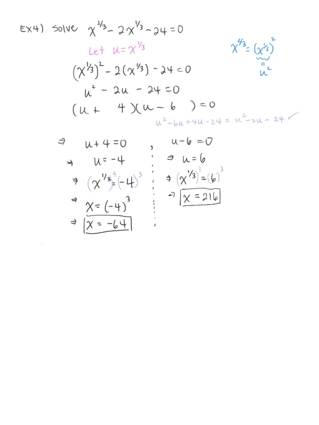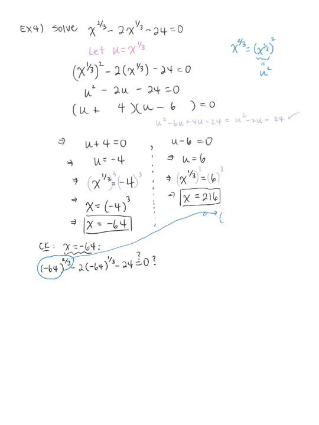Now we check. Let's check when x equals negative 64 first. The question is: is negative 64 to the 2/3 minus 2 times negative 64 to the 1/3 minus 24 going to equal 0? All right, we can do this. Do not panic. Let's take this one step at a time. Note that I'm going to work this as side work.